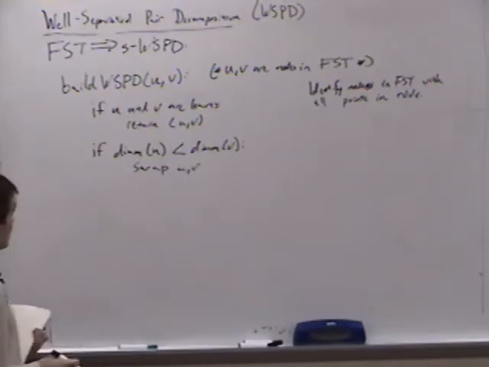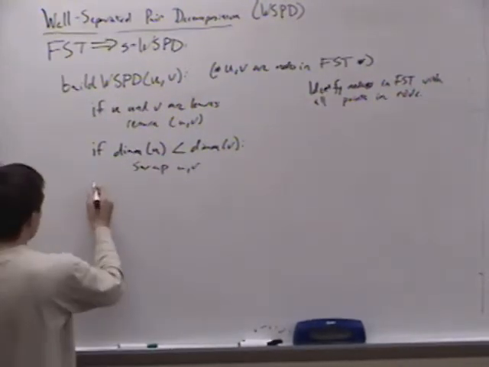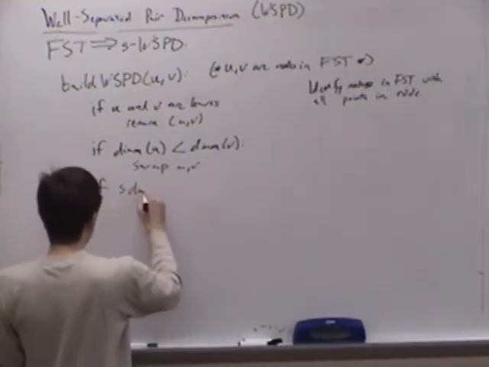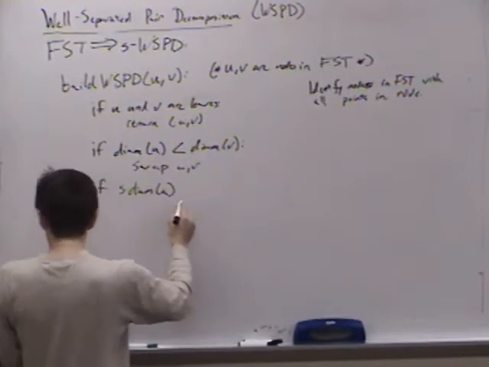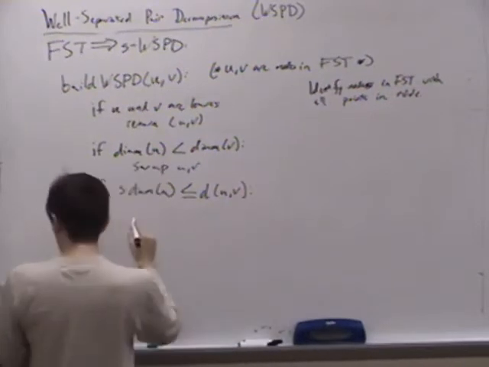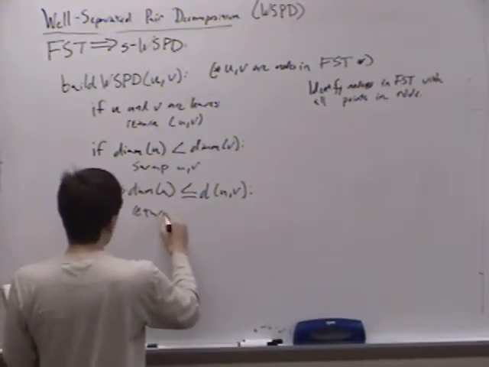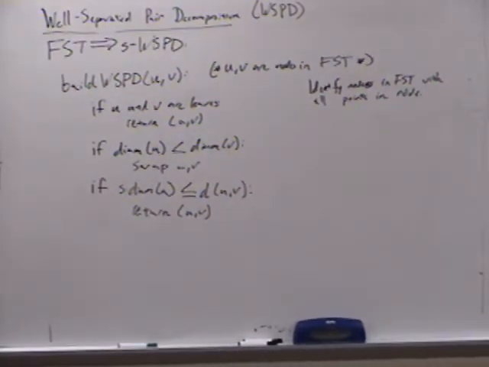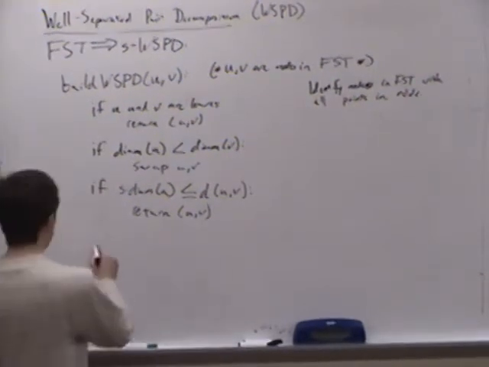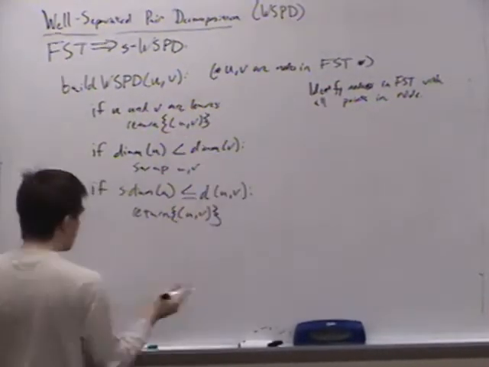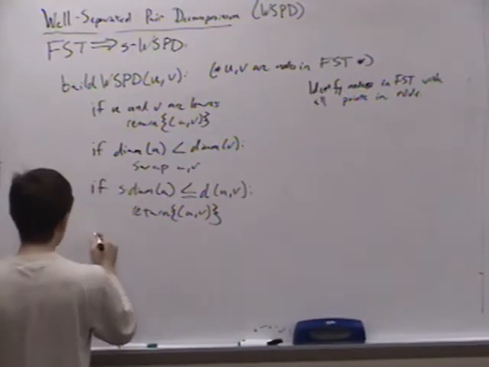So now, here's what we do. We say, if these are actually a well-separated pair, so that is, if S times the diameter of U is less than or equal to the distance between U and V, then we're going to return UV. That's easy. If we've gotten to a well-separated pair at this point, we're done. We'll stop the recursion. I'm going to return a set of pairs, because I want to return a well-separated pair decomposition.